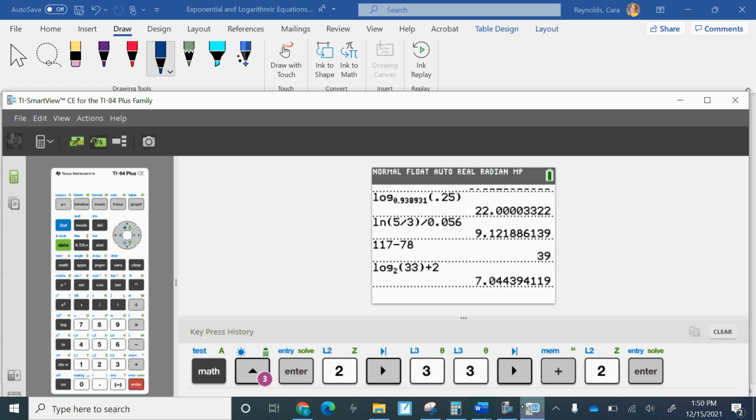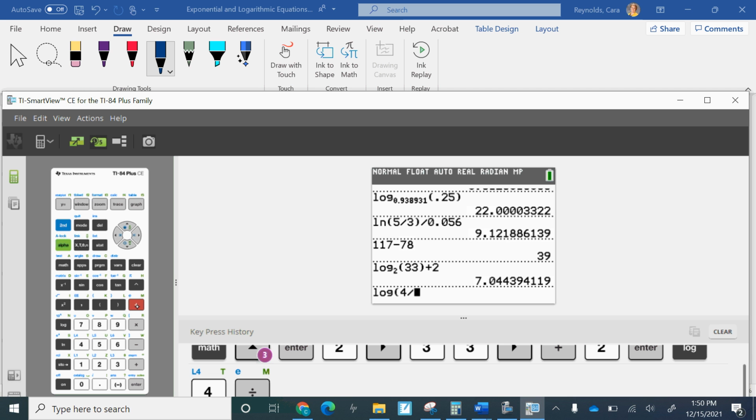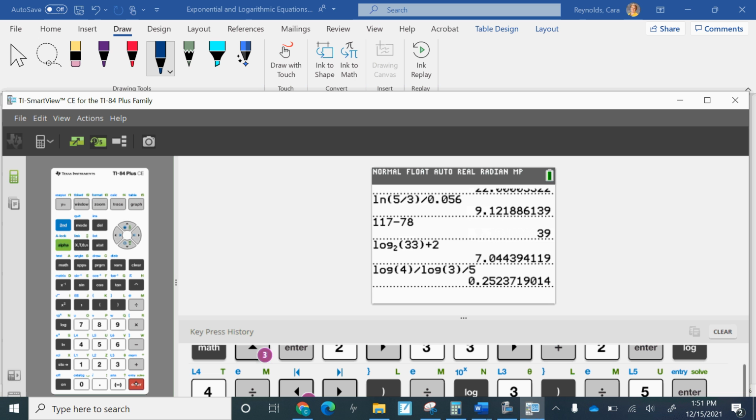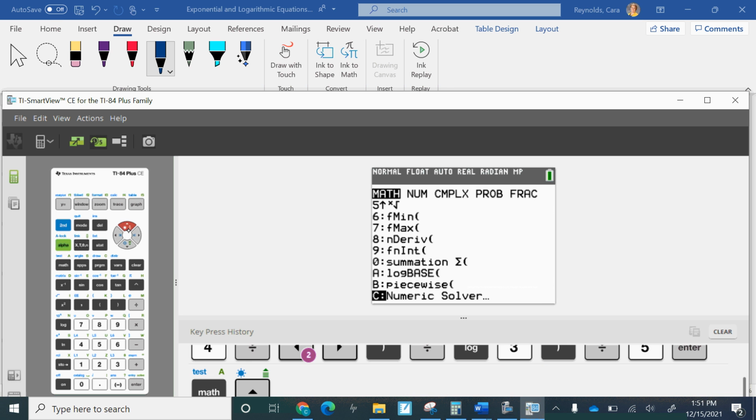In a graphing calculator, again, if you don't have, or you just don't want to go into math, you could take log of 4 divided by, in my parentheses here, divided by log of 3. And then we're going to divide all of that by 5. All right, and you'll see if you do math and then log base.